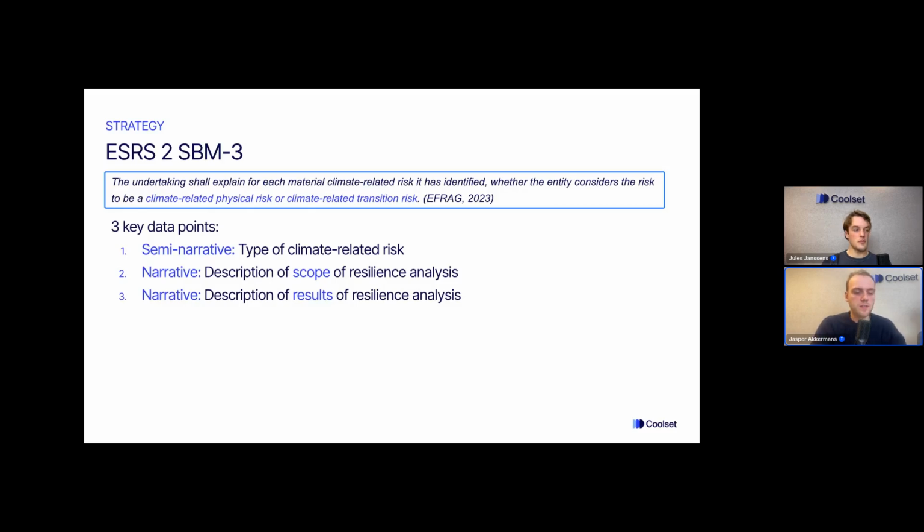The second one is a narrative. So here you're looking at a description of the scope of the resilience analysis, because as part of ESRS 2 SBM 3, you need to be doing a resilience analysis. So you need to see how resilient is my company to the effects of climate change, and what do we need to do to get to a point of resilience. And then the last one is a description of the results of the resilience analysis.